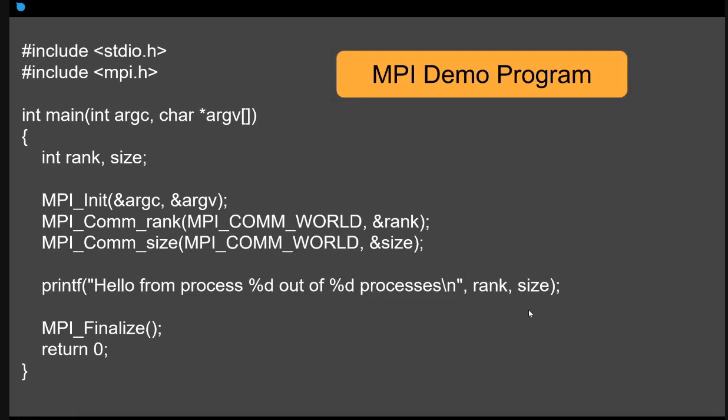And this is the simple printf statement. Hello from process %d out of %d processes. So rank and size will be replaced here. And MPI_Finalize means I want MPI to end here. So let's move to a live demo.